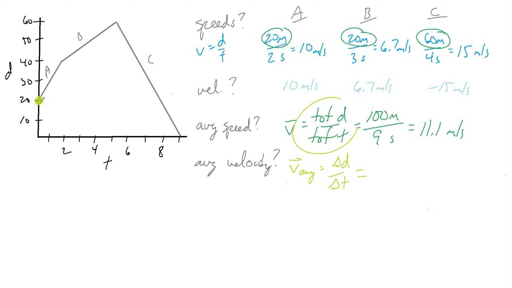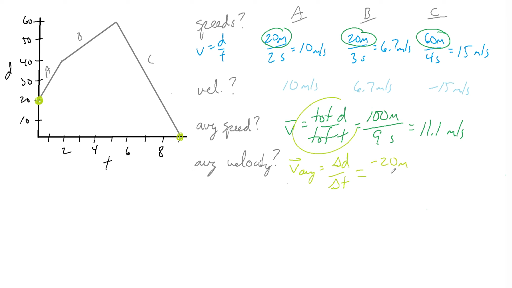Where did I end up? At 0. I dropped down 20 meters. Anything in between is irrelevant. It makes absolutely no difference whatsoever. So I started at 20, ended up back at 0. So I dropped 20 meters. My displacement was negative 20.